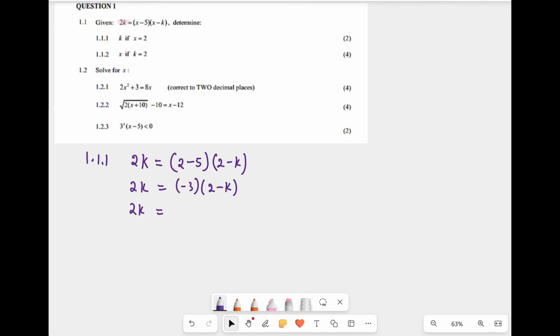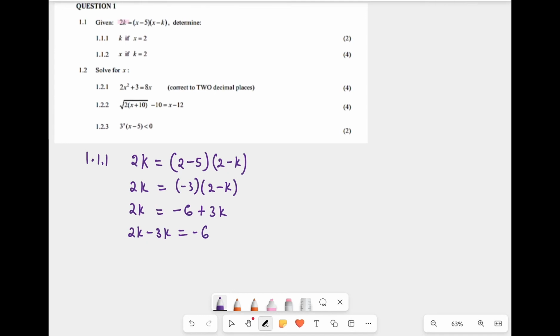So we are going to have negative 3 multiplied by 2, which will be negative 6. Negative 3 multiplied by negative k, which will be positive 3k. And then now we group the like terms. So I'm going to take 3k to my left. So I'm going to have 2k minus 3k is equal to negative 6.